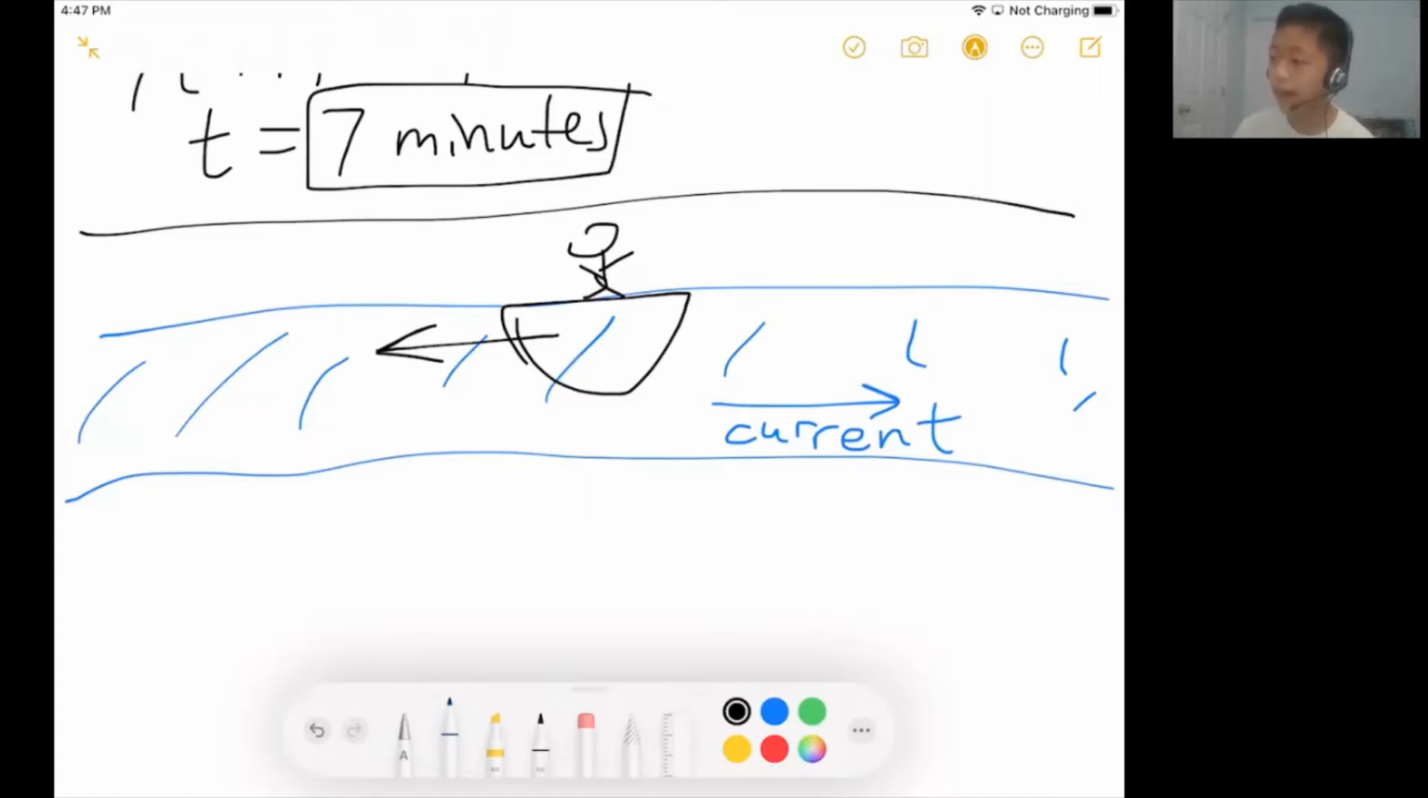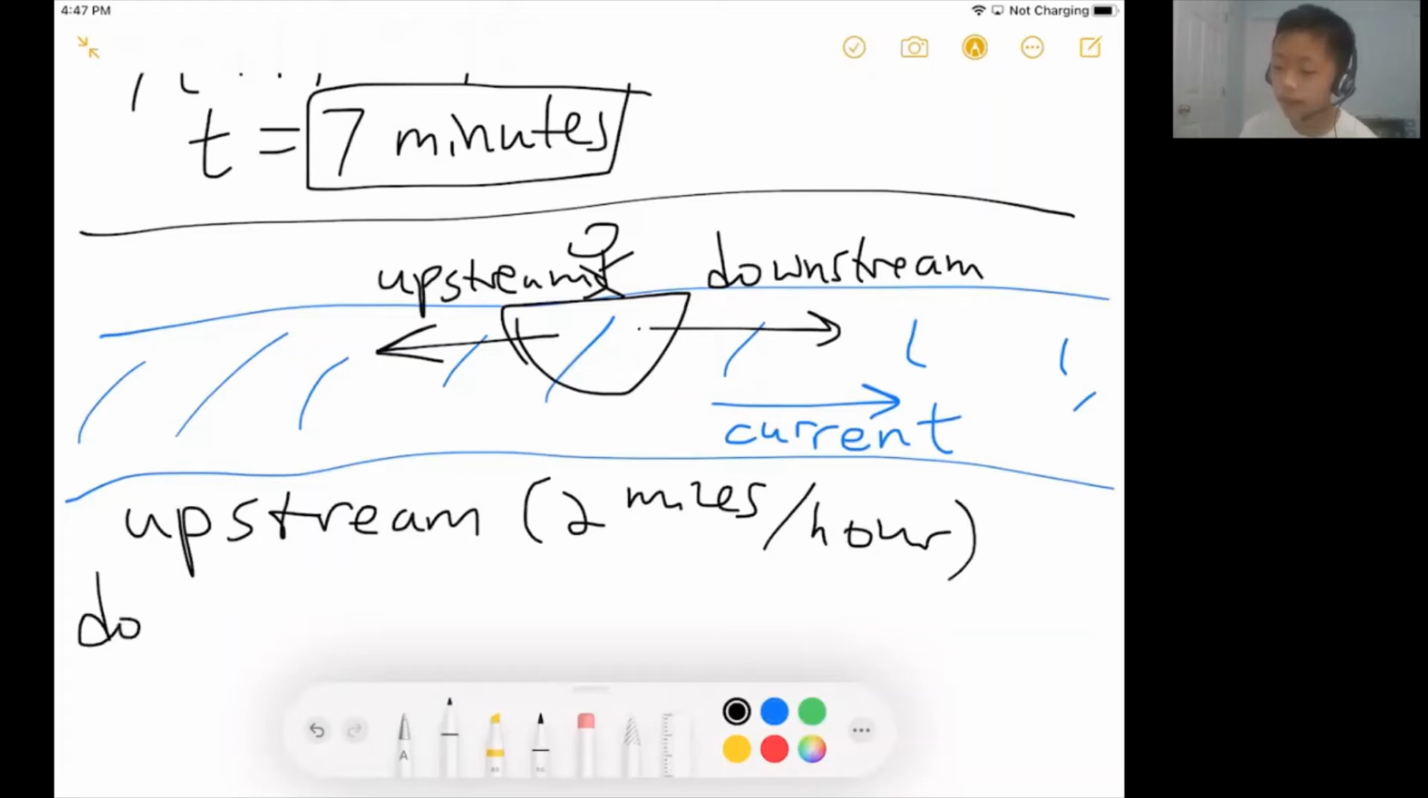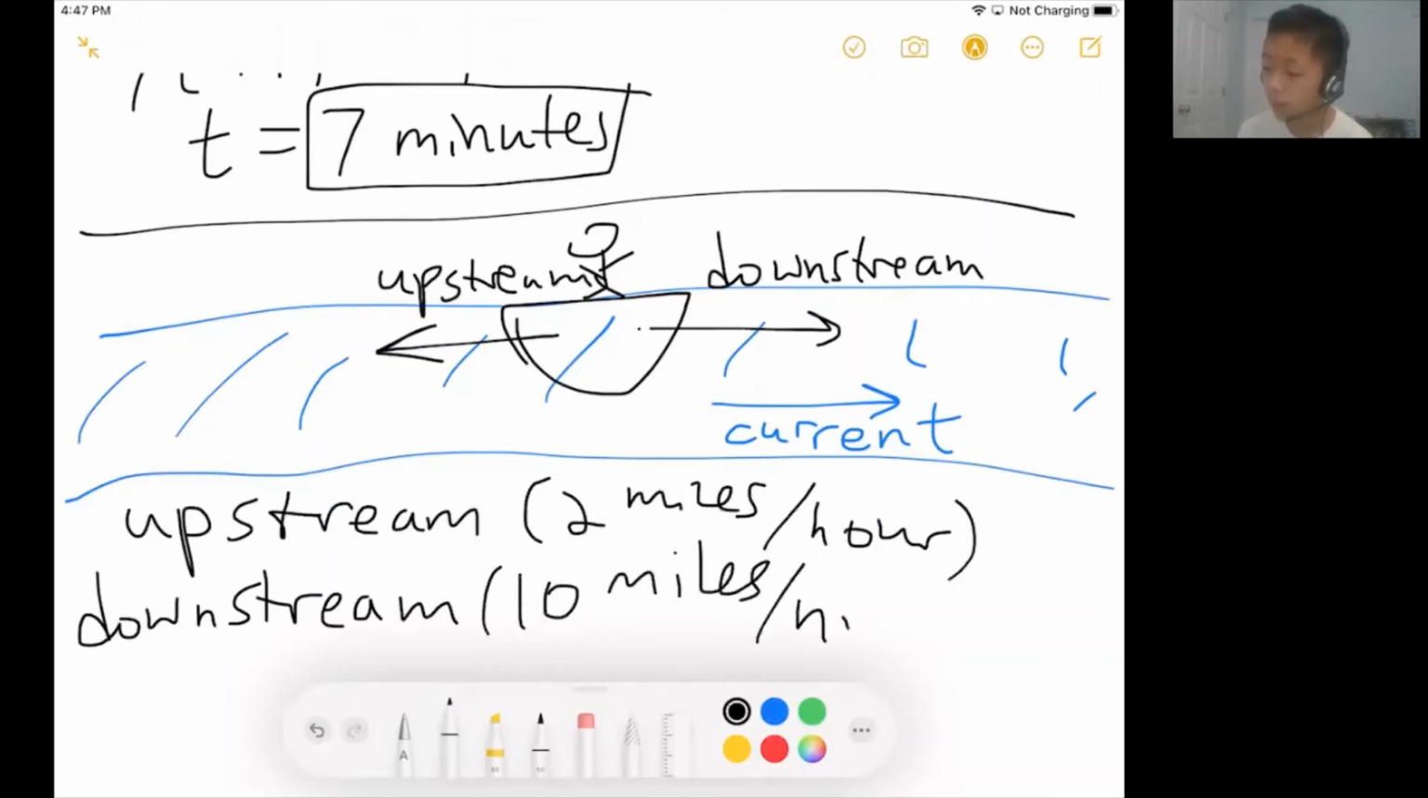And we're given that upstream, it's going to be 2 miles per hour. And if he travels downstream, downstream just basically means he goes in the direction with the current. So this represents upstream, and this way would represent downstream. And we're given when Jake goes downstream, he's going to travel at 10 miles per hour. And we want to know what is Jake's speed in still water.